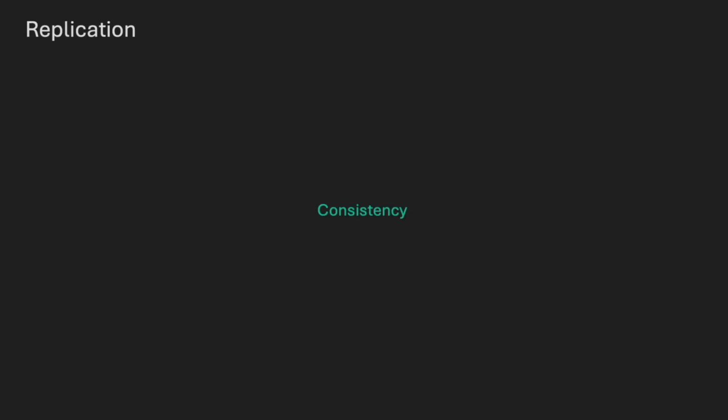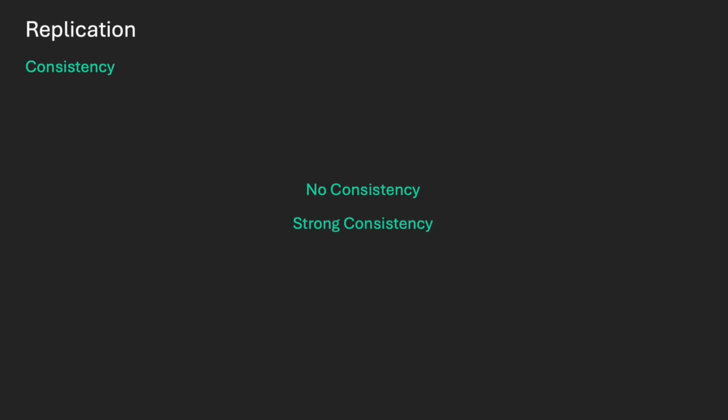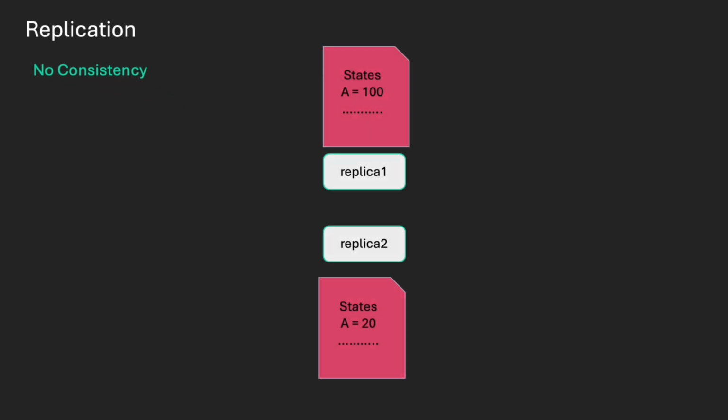Before designing replication, we first need to understand what kind of consistency we want in the system. If strong consistency is not required, we can design the system in a way that takes advantage of this flexibility to achieve better performance. Generally, three types of consistency are observed in distributed systems: no consistency, strong consistency, and eventual consistency. In no consistency, different replicas may have different data for the same state.